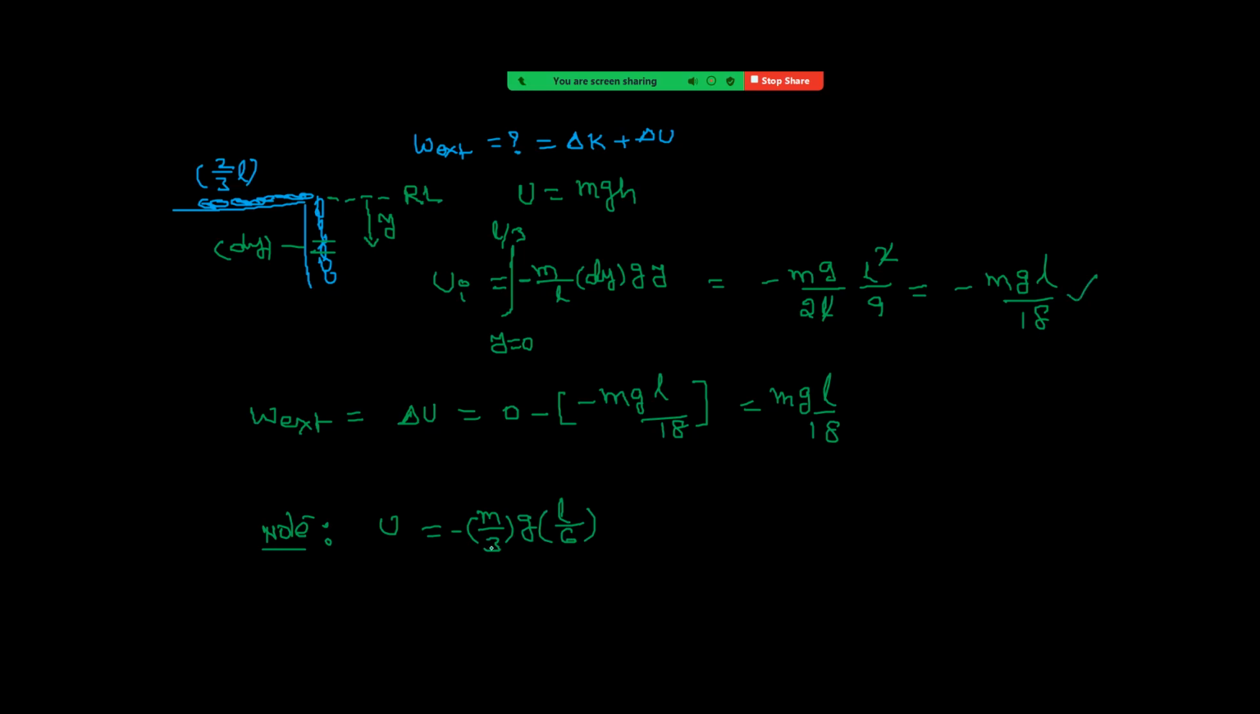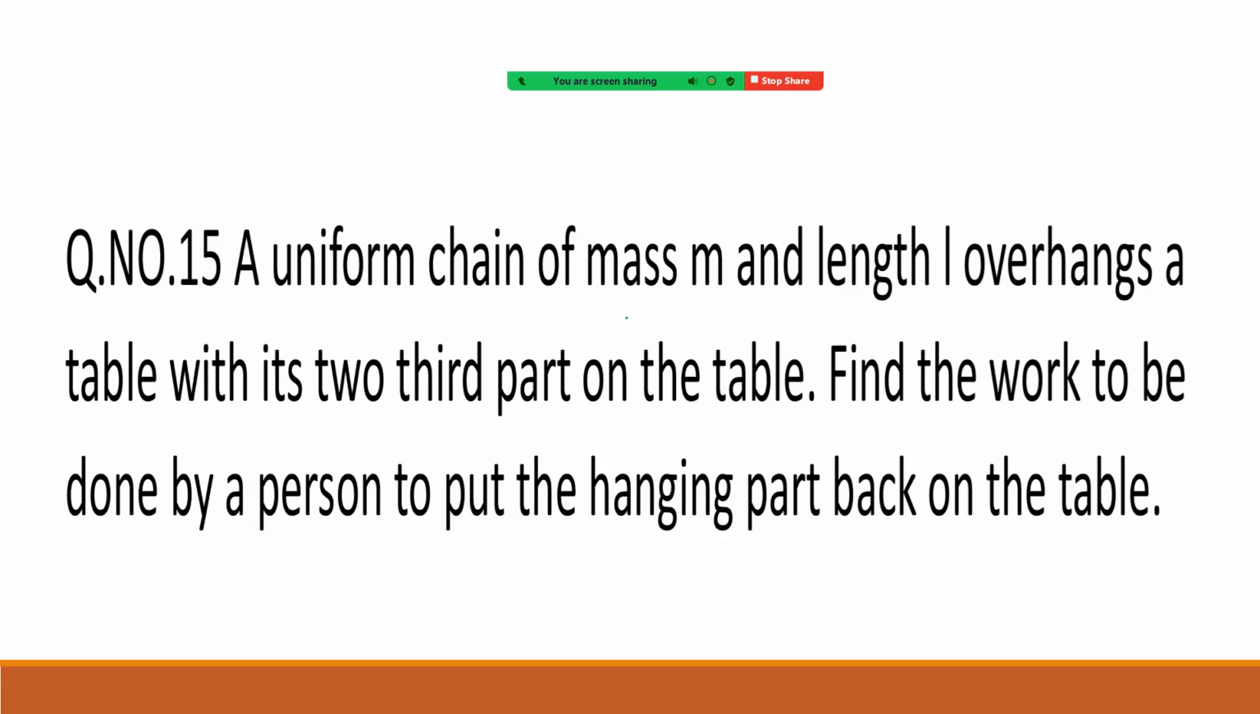But remember, this is only when the chain is uniform. Otherwise, we have to follow the same approach and take the integration. Like this, we can take potential energy for a body which is not a point mass. See next one.